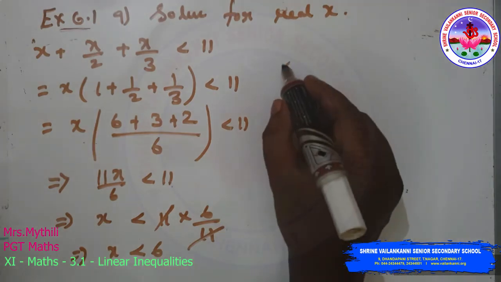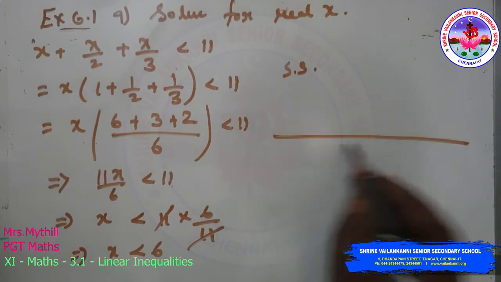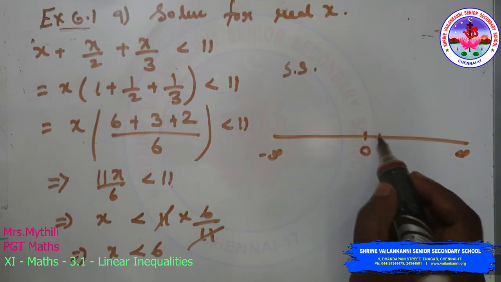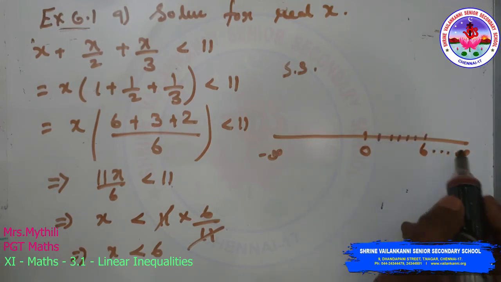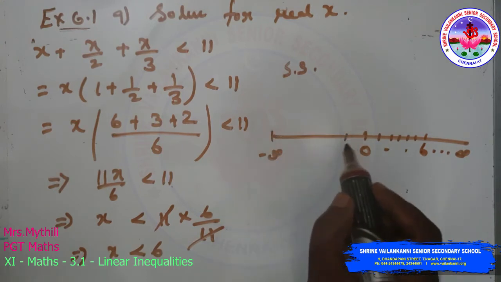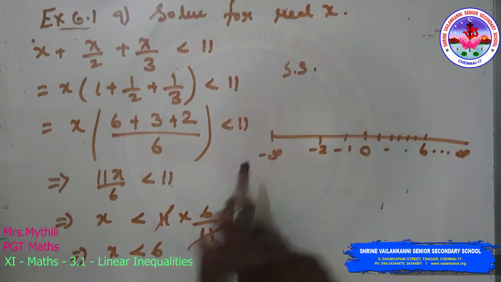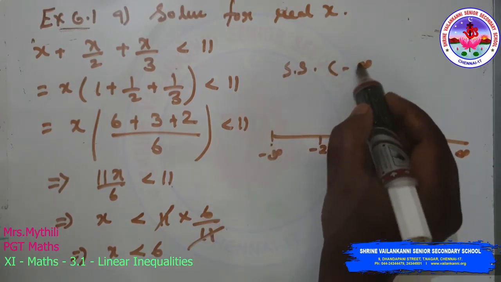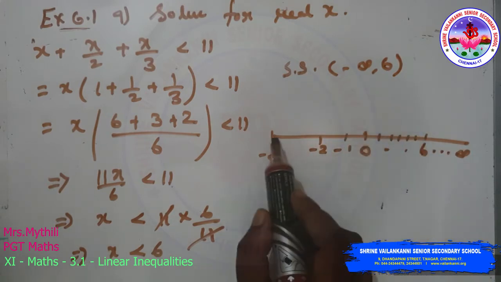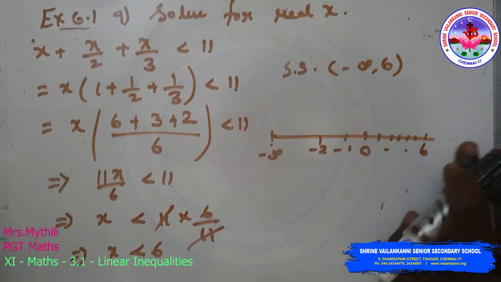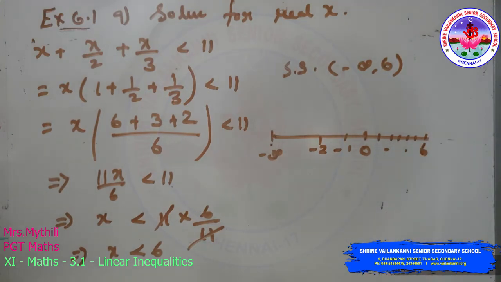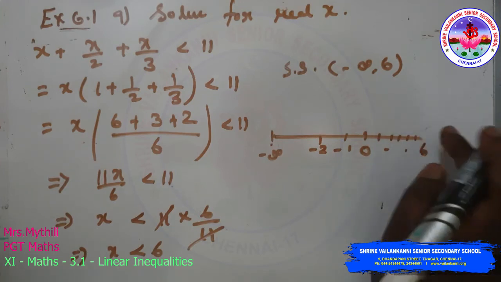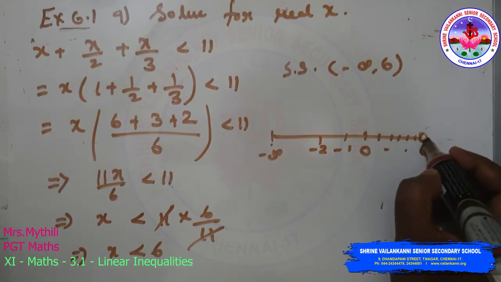So the solution set you can draw using the number line. So minus infinity to plus infinity. So 0, 1, 2, 3, 4, 5, 6, etc. So the solution set is x less than 6, that is minus infinity to 6 in an open interval, minus infinity till 6. So we can represent an open interval using open dots.